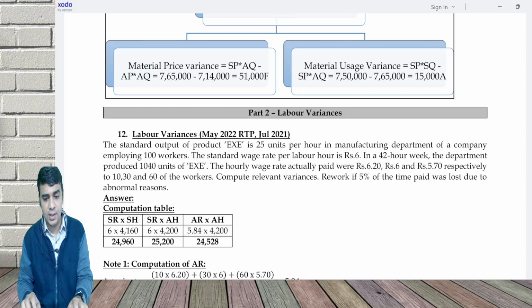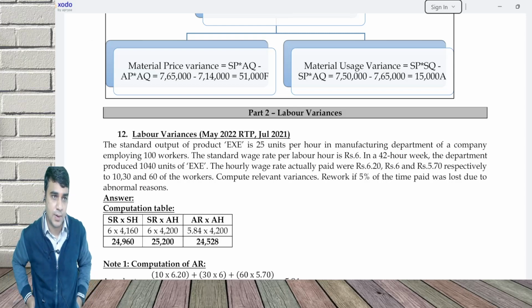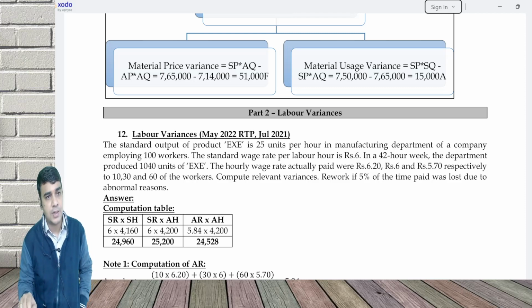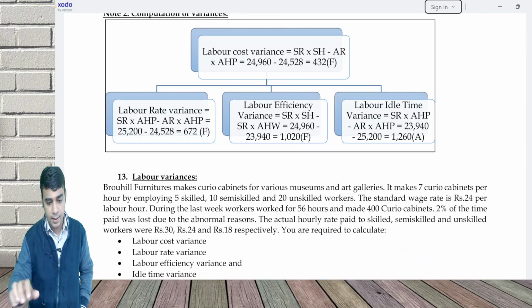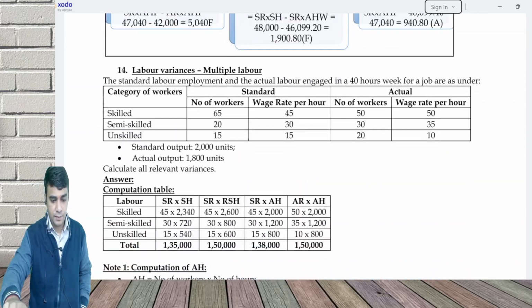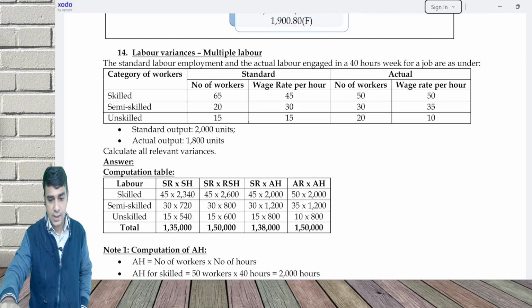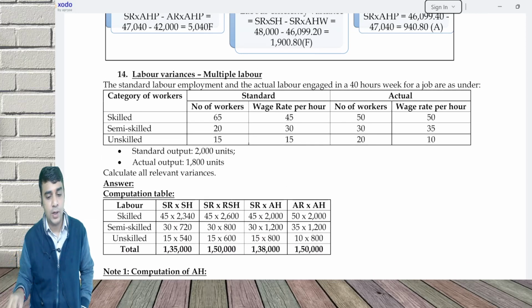Okay, let's continue with our discussion on standard costing. In the last session, we were done with labor variances. I'll quickly first discuss the homework questions and then get into overhead variances. 12 we did in class, 13 was done, 14 is a homework.